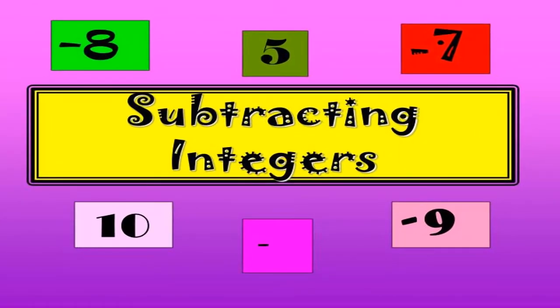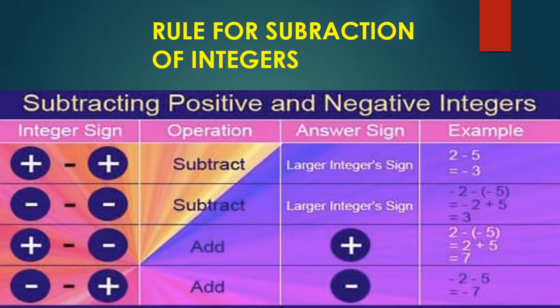Let's study another concept, subtraction of the integers. First, we will understand the rule for subtraction of the integers. Subtracting positive and negative integers. See here, integer sign. If both the integers are positive, then we have to do the subtraction and the answer that we get will have the larger integer's sign. You can see the example here. 2 and 5 both are positive numbers. So we have to subtract 2 from the 5. So the answer will be 3 and it will have the larger integer's sign, that is, the minus sign we have given.